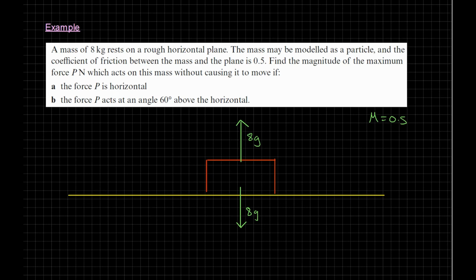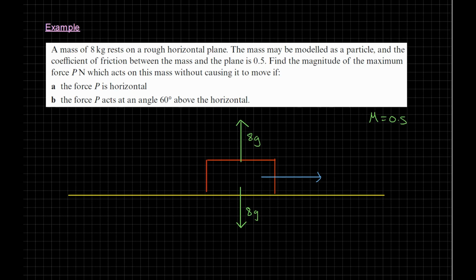What's the magnitude of the maximum force P which acts on this mass without causing it to move? So it's really 2 questions in one. If the force P is horizontal, and if the force P acts at an angle 60 degrees above the horizontal. Okay, so it's 2 questions in one, really. Let's do part A. So let's say there's a horizontal force P. So this horizontal force, let's say it's going like this.